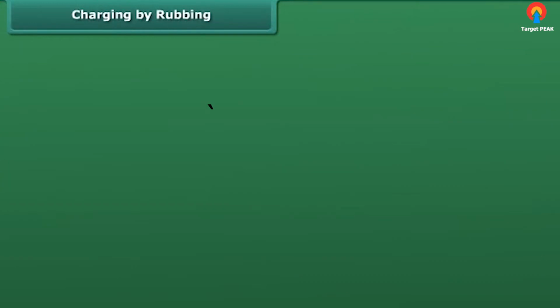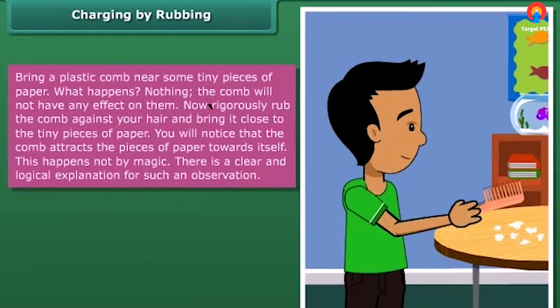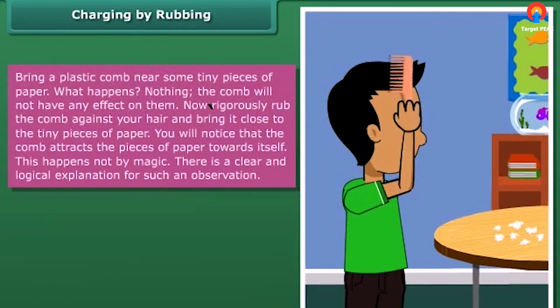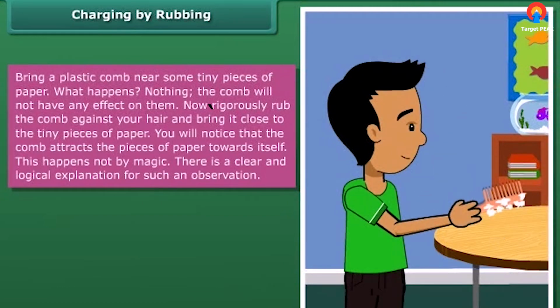Charging by rubbing. Bring a plastic comb near some tiny pieces of paper. What happens? Nothing. The comb will not have any effect on them. Now rigorously rub the comb against your hair and bring it close to the tiny pieces of paper. You will notice that the comb attracts the pieces of paper towards itself.